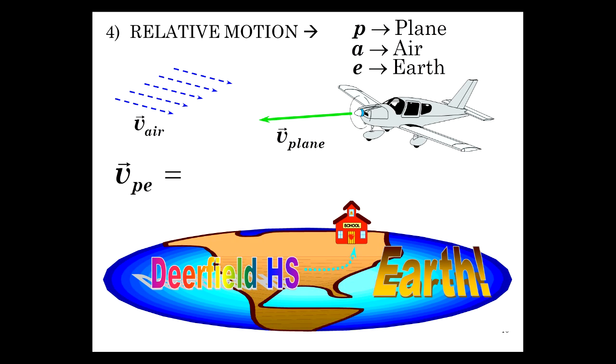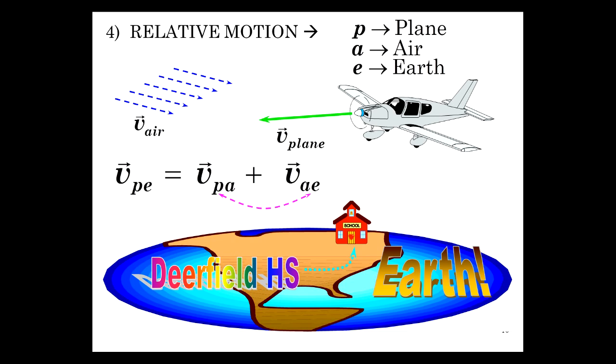And what we're kind of interested in is the velocity of the plane with respect to Earth. So an observer here in Deerfield, gazing up at this wonderful airplane, wishing they could be in it, especially flying it over the Wrangell Mountains of Alaska. What is the motion of the plane from the point of view of an observer on Earth? The way the relative motion vector equation works is, very simply, if it's plane with respect to Earth, then we need plane with respect to air plus the velocity of air with respect to Earth.